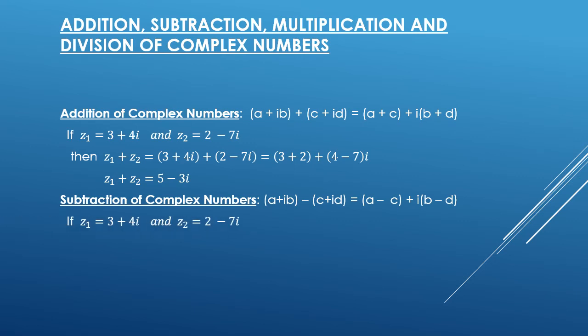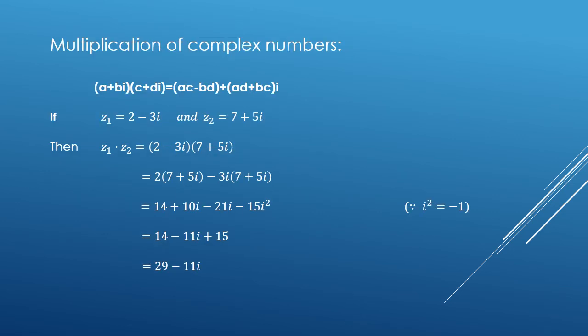If we have two complex numbers, z1 is equal to 3 plus 4 iota and z2 is equal to 2 minus 7 iota, then we can subtract z2 from z1 in the following way. So finally we get the result z1 minus z2 is equal to 1 plus 11 iota.